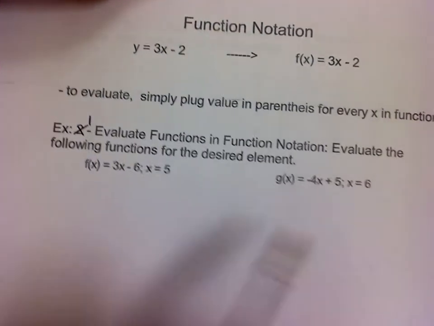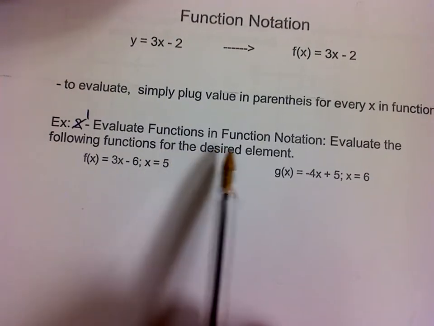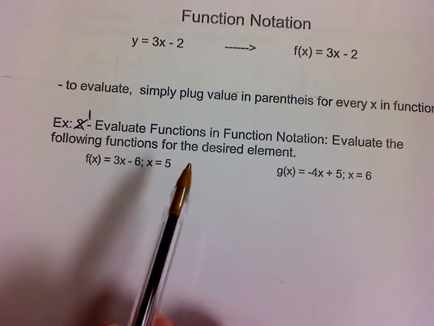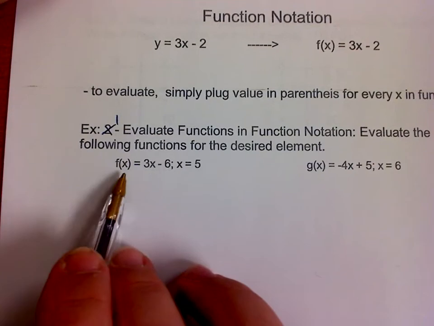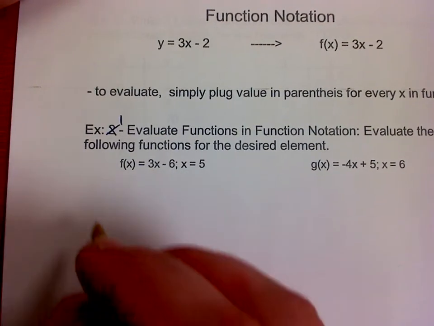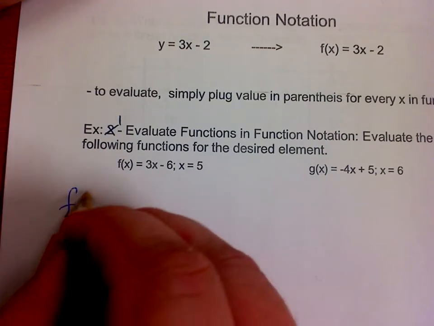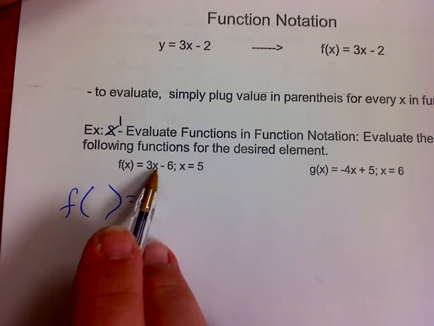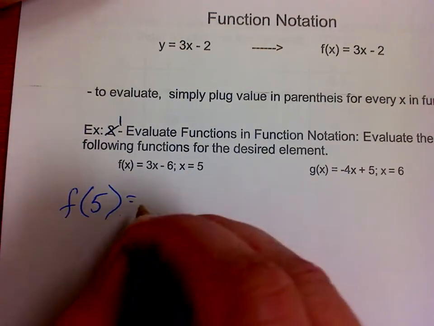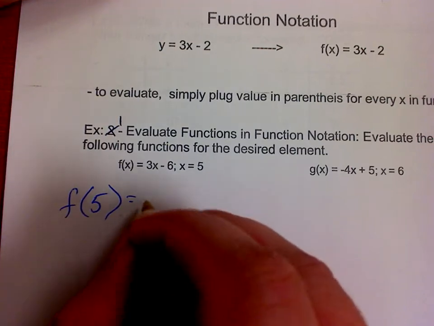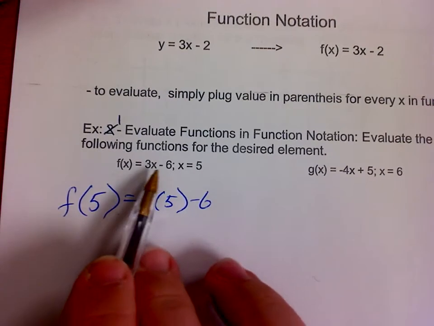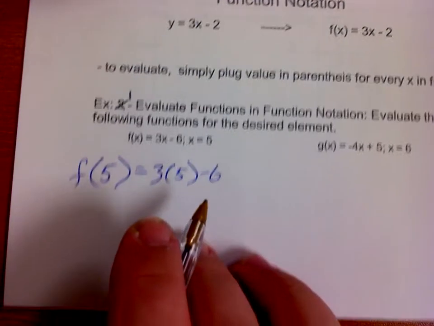So let's take a look at one of the examples that we have here for evaluating functions and function notation. Evaluate the following functions for the desired element. The first one they have here is f of x is equal to 3x minus 6, and we want to evaluate that at x is equal to 5. So what we want to do first is, everywhere that we see an x, not only in the equation but also right here, plug in the desired element, which is 5. So we'll have f of 5 is equal to 3 times 5 minus 6.